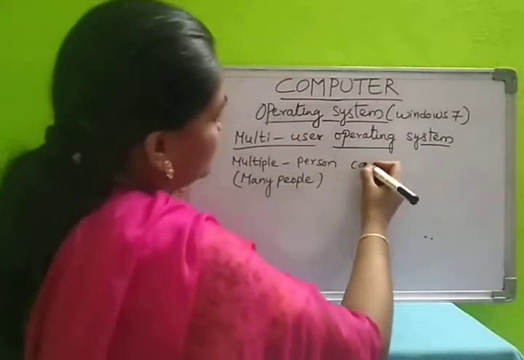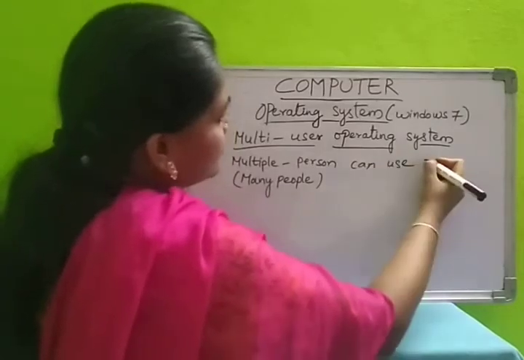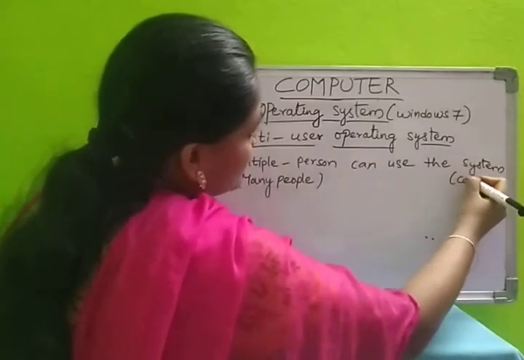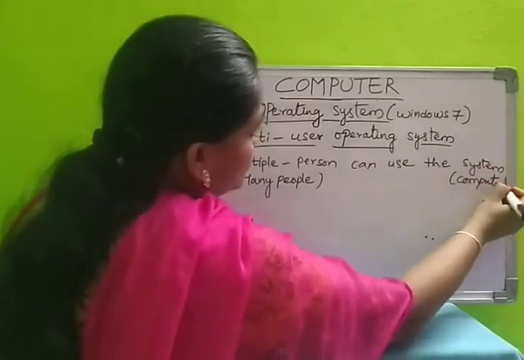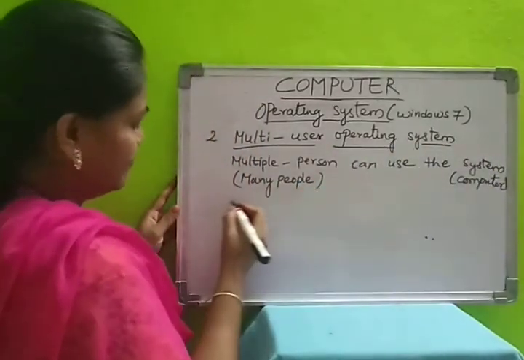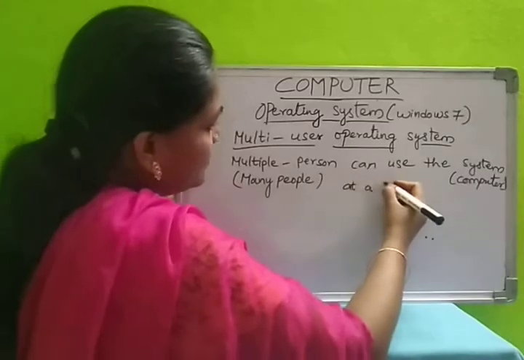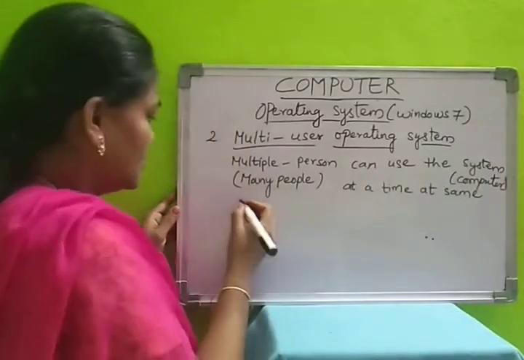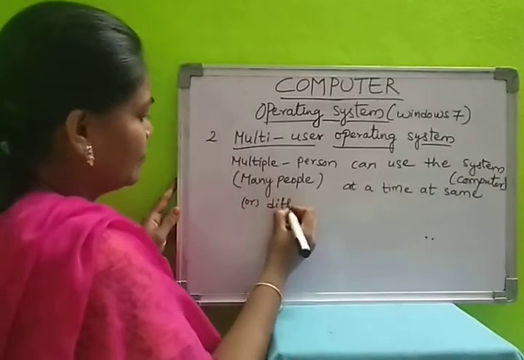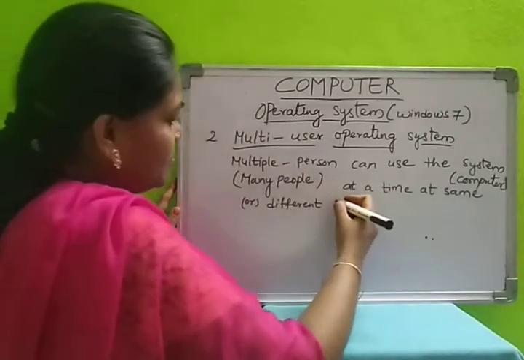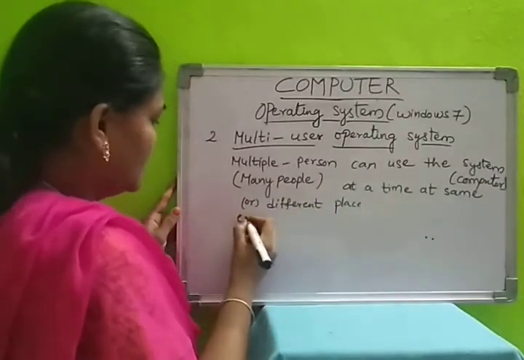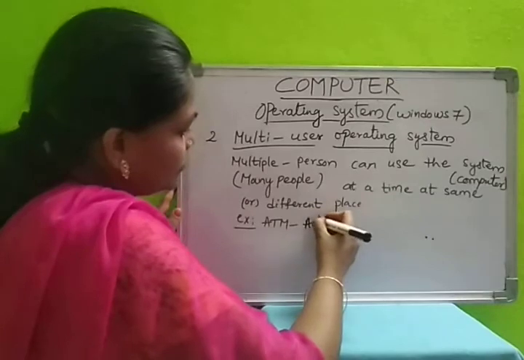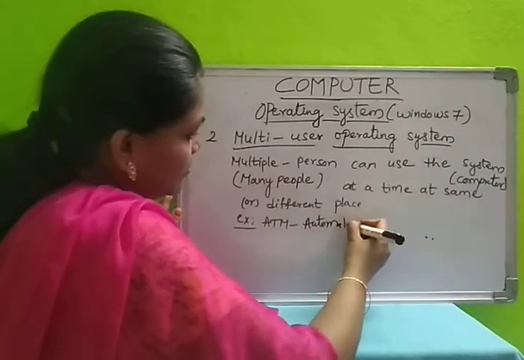Many people can use the computer, the system, at a time, at a different place or at the same place. An example is the ATM machine. ATM means automated teller machine.